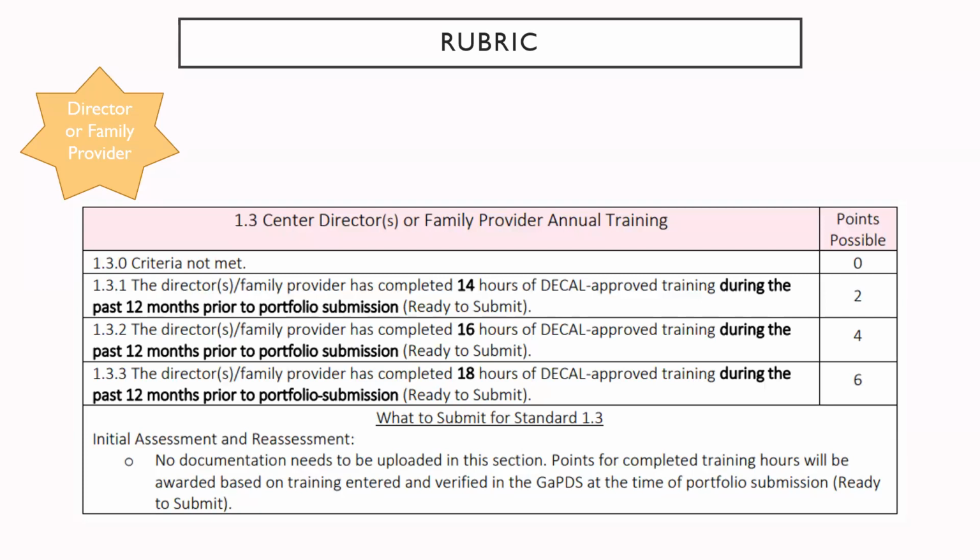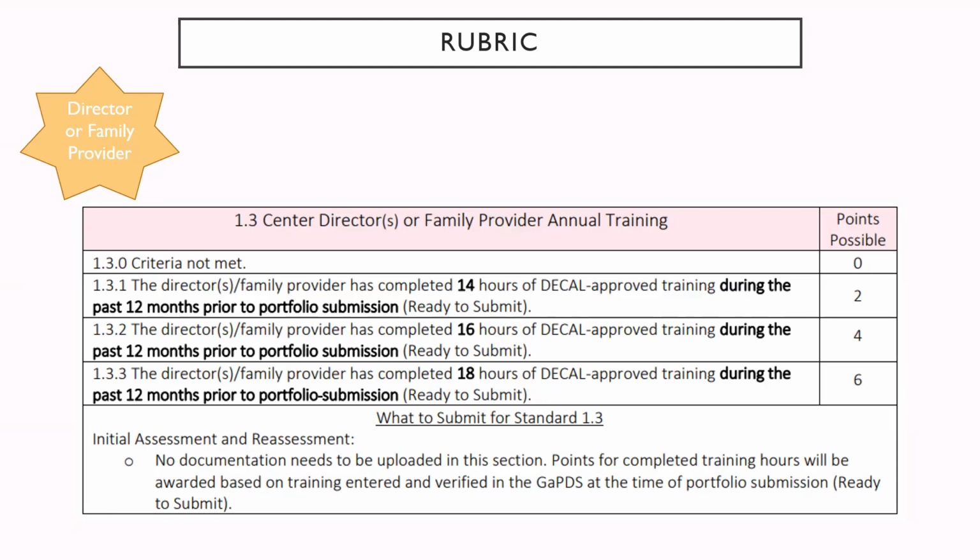Section 1.3 of the rating rubric scores the director or family provider's annual training. The director and family provider would need to complete 14 hours of DECAL-approved training during the 12 months prior to portfolio submission, being ready to submit to receive 2 points.